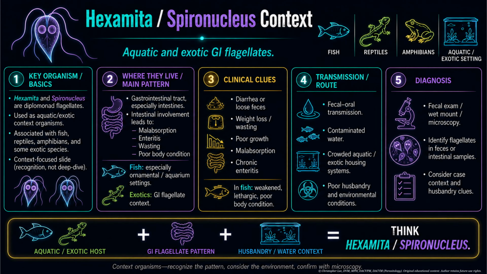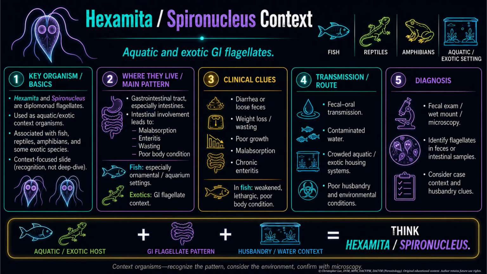Hexamita and Spironucleus are diplomonad flagellates, used here as aquatic and exotic context organisms. The trophozoites have a bilaterally organized body plan with 2 nuclei. They are associated with fish, reptiles, amphibians, and other exotic species, most often in gastrointestinal discussions. The clinical pattern is nonspecific: diarrhea or loose feces, malabsorption, poor growth, weight loss, wasting, chronic enteritis, and poor body condition. Transmission is generally fecal-oral, with contaminated water, crowding, poor husbandry, and environmental stress shaping the case.